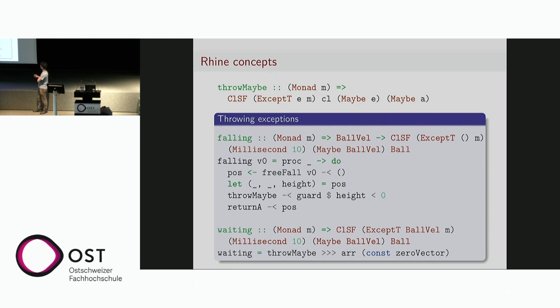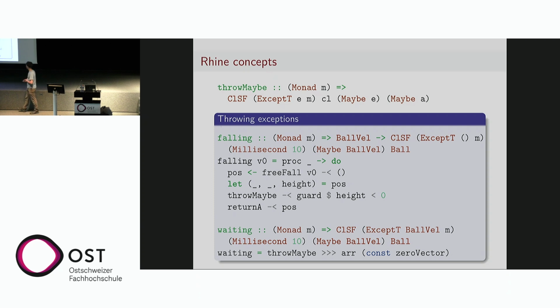So you can raise exceptions by just adding ExceptT to the monad. So here I'm saying, well, when the ball is falling, it might hit the ground, which is the case when the height is below 0. In this case, we throw an exception. Right? So we look at the freely falling ball, and when it hits the ground, we throw an exception.